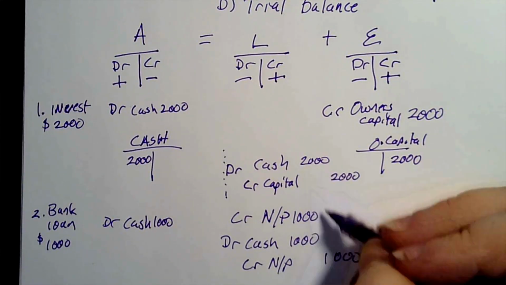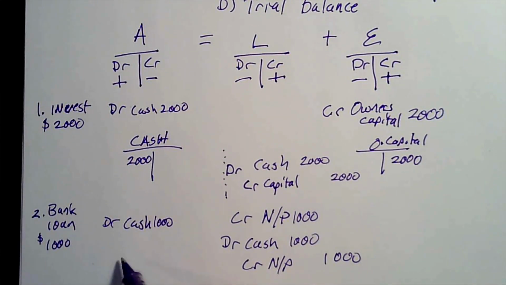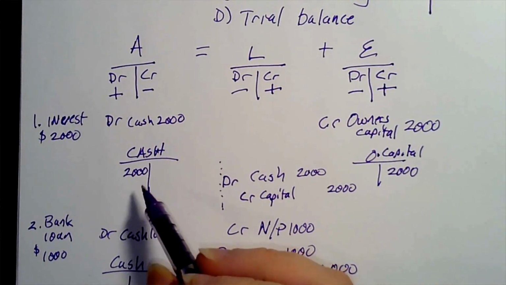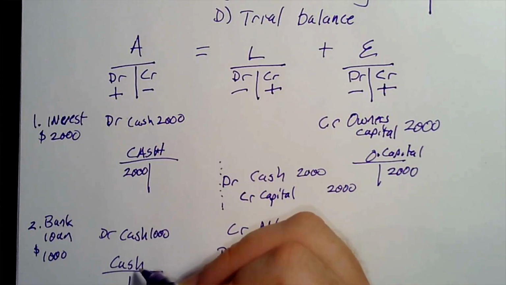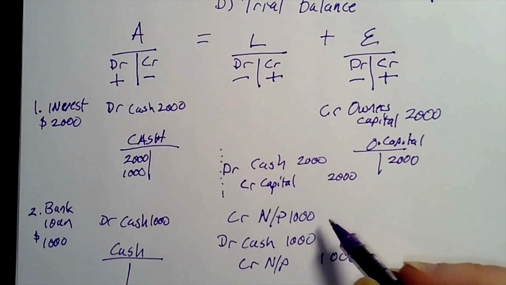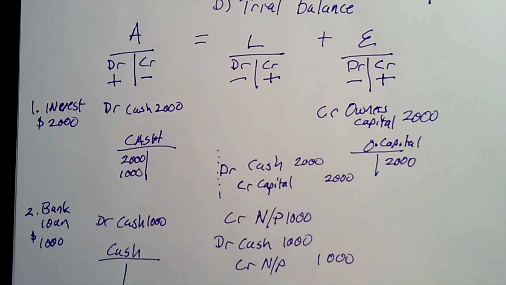Well, I tried to get it in line. My T accounts would be cash. If I were to follow on from here, I would say this one would be an additional 1,000 in cash. And then this T account would be for a note payable, which would be a credit amount of 1,000.